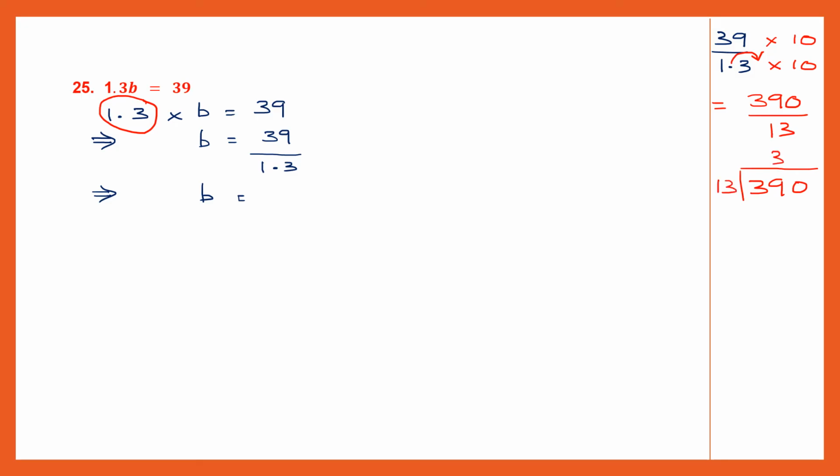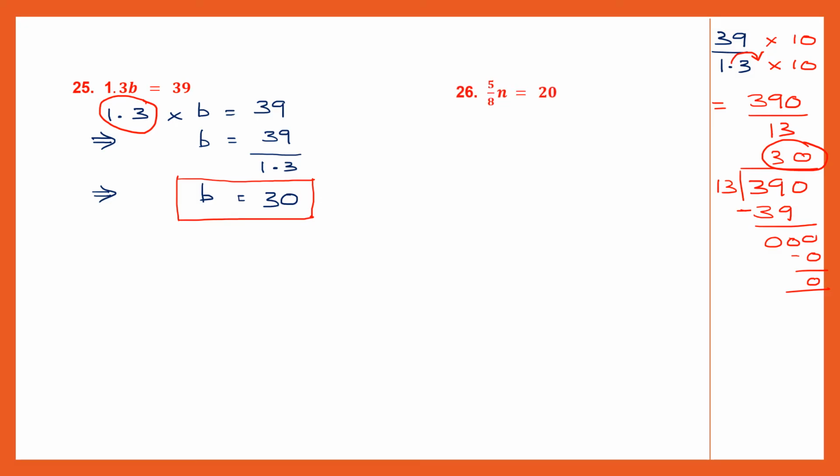13 threes are 39 minus, so we have 0. So now we have 30 as our answer. 30 is our answer. So b is equal to 30. So we have found the value for b in this question to be 30.